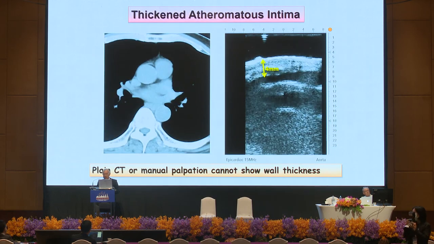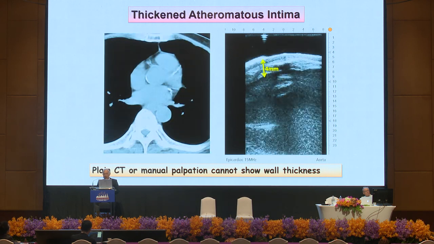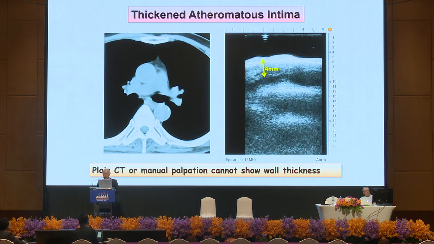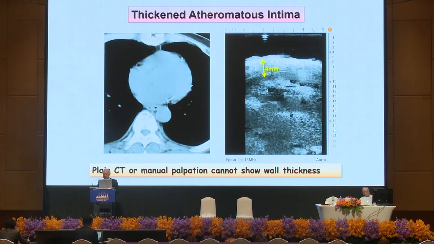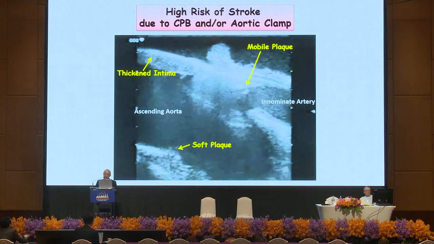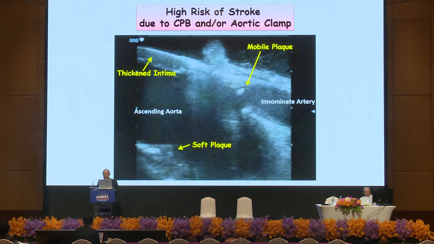And how about this? Atheromatous intima, more than 4 mm. Plain CT or manual palpation cannot show wall thickness, but this is a dangerous case if you touch the aorta. And this is the most interesting case of high risk of stroke if you put a patient on the CPB. I'm sorry, the movie is stopping. But there is thickened intima and soft plaque in the posterior wall, and there is a mobile plaque at the origin of the innominate artery. For this kind of case, a non-touch aortic technique using off-pump is the most desirable strategy to put in a bypass.